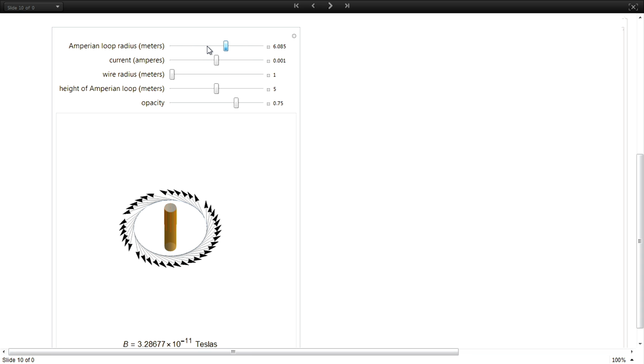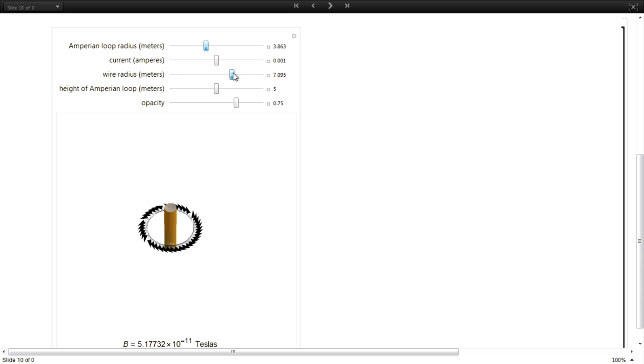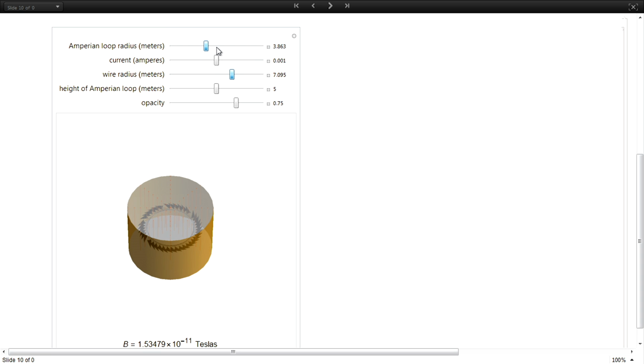But what's interesting is if you have a larger wire, or a wire of larger radius, and you increase the measurement distance, the Amperian loop, as it increases, is going to encapsulate more and more of the current. So the magnetic field is going to be proportional to the radius of the Amperian loop as it increases throughout the wire. But then once you get outside of the wire, it's going to have that 1/r dependency that we saw before.